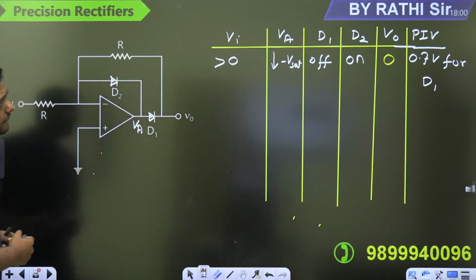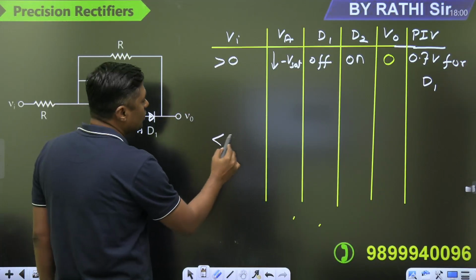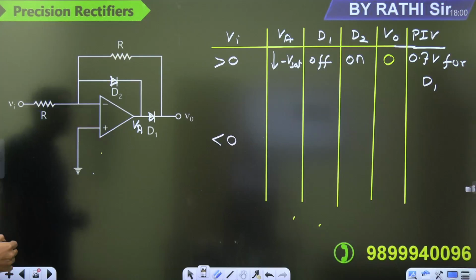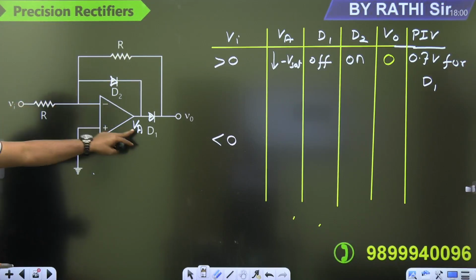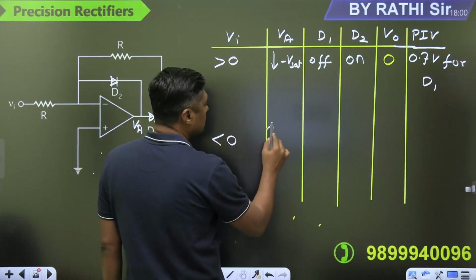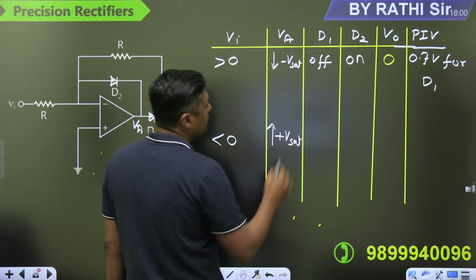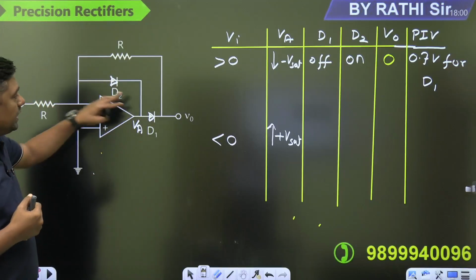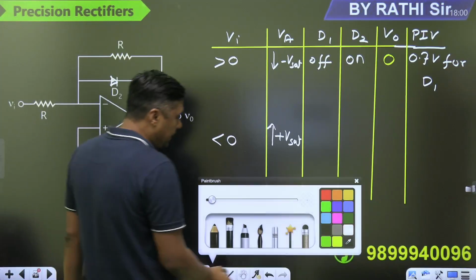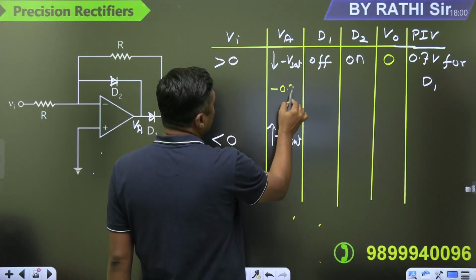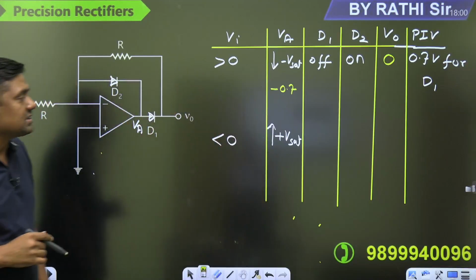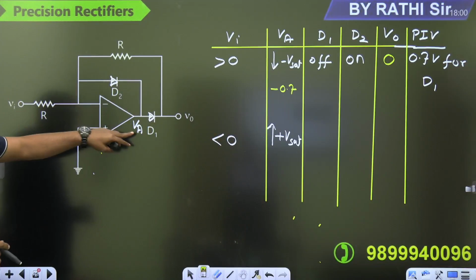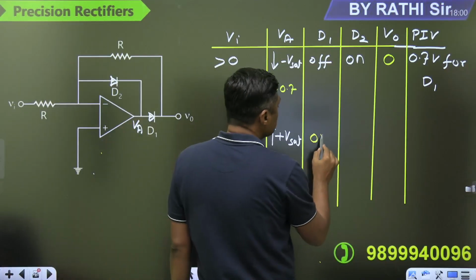Then in the second case, when Vi is less than 0, it is negative. So, because of the 180-degree phase shift, it is going towards what? Plus V sat. Watch this. Already we have calculated VA is minus 0.7 volt. Now, when Vi is less than 0, the output is going towards the positive. Because of the positive value, D1 is on, D2 is off.